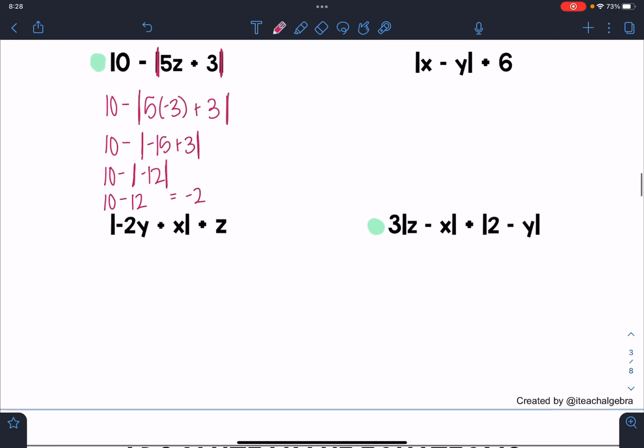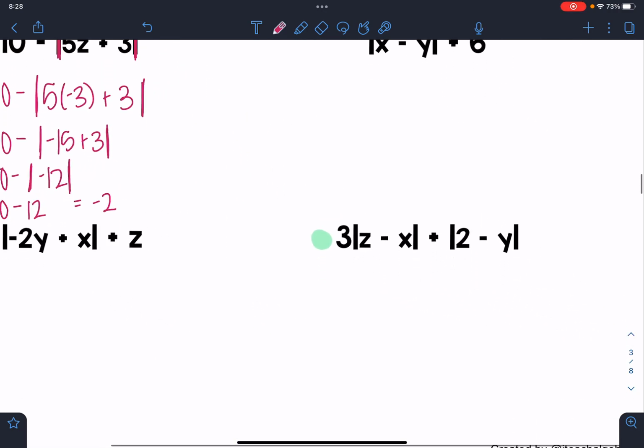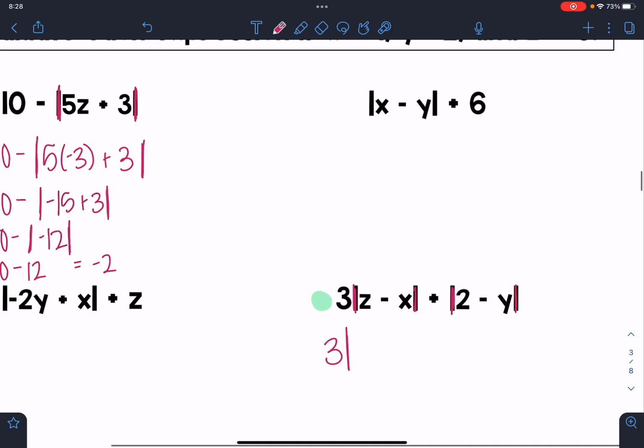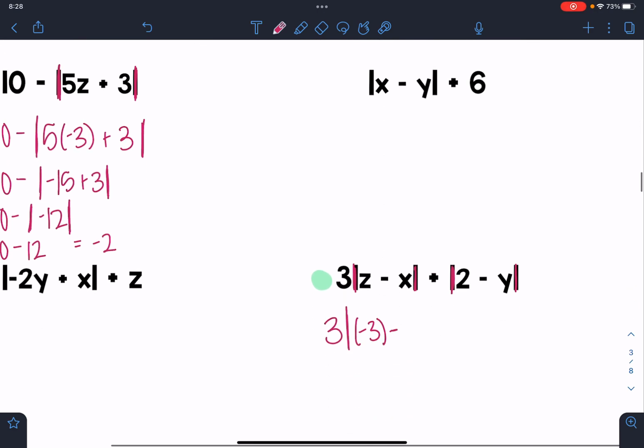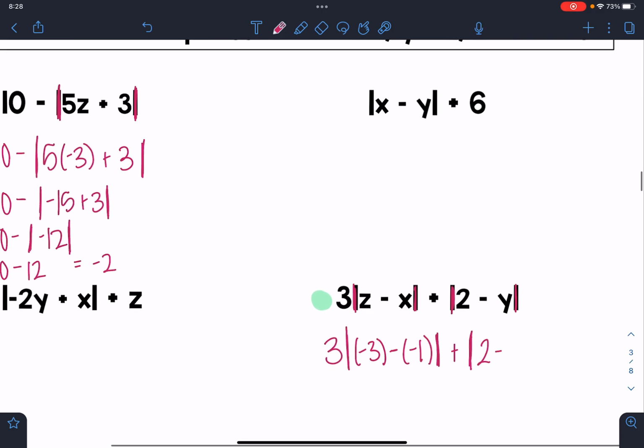Okay, so then I'll try this next one. I have 3 absolute value. These are absolute values. Absolute value of z, which is -3, minus x, which is -1, plus 2 minus y, which is 2.